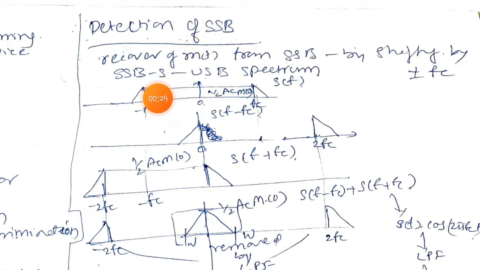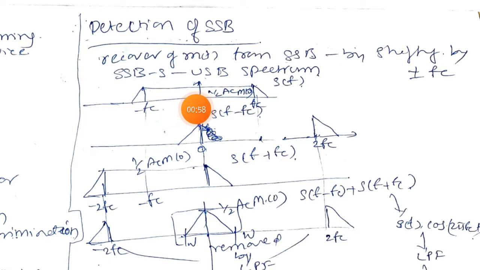So detection of SSB means recovering m(t) from the SSB. So we can recover m(t) from the SSB by using spectrum analysis.